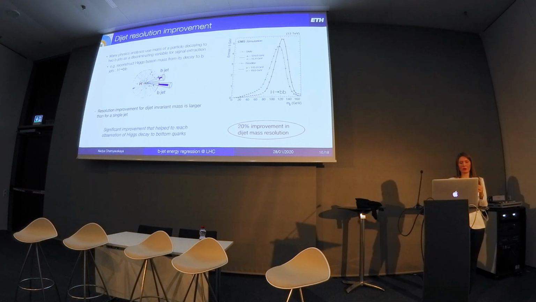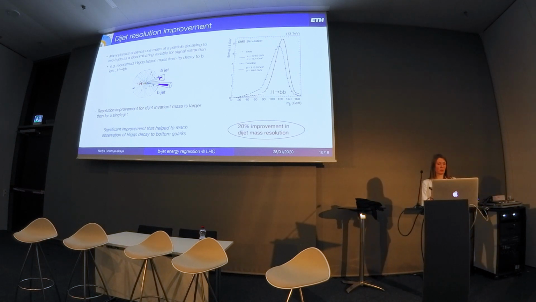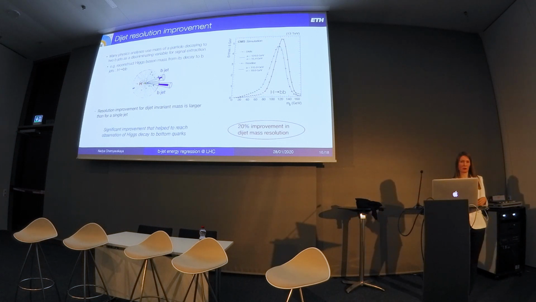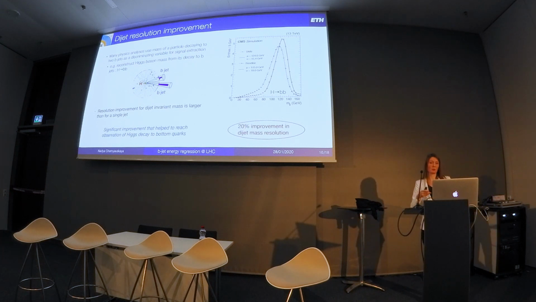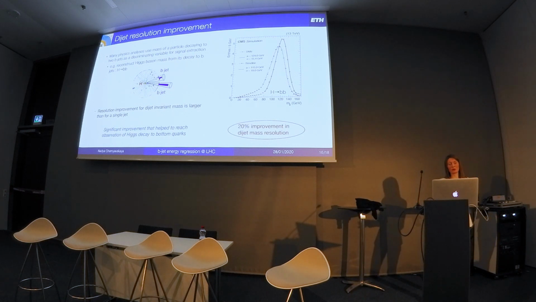So far I've talked about the resolution improvement that we get per single jet, but as I mentioned, many analyses use the mass of a particle that decays to, let's say, two B-jets as the discriminating variable for signal extraction. Take the Higgs boson decaying to two B-jets: its mass is a discriminating variable because it has a nice Gaussian structure for the signal, while the background is exponentially falling. So the better your resolution in this mass, the better you can discriminate signal from background.